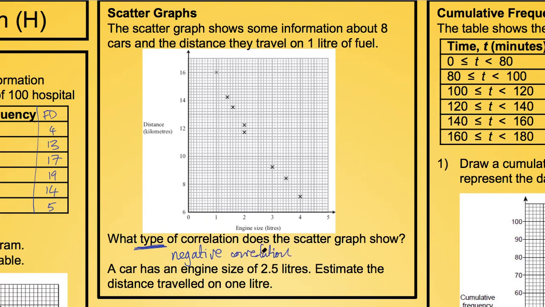We're then asked to make an estimate. A car engine has an engine size of 2.5 litres. Estimate the distance travelled on 1 litre. Now you really want to draw in a line of best fit here, and it should always be a straight line of best fit in maths exams. Sometimes in science, if you're looking at experiments and dots on the line, sometimes there's a curved line. But in maths, when we're looking at correlation, it's always going to be a straight line at GCSE level.